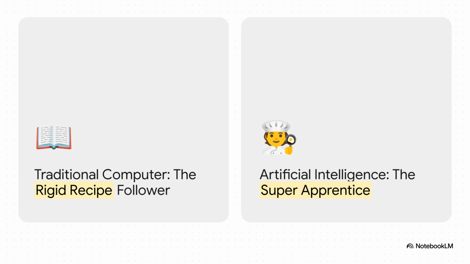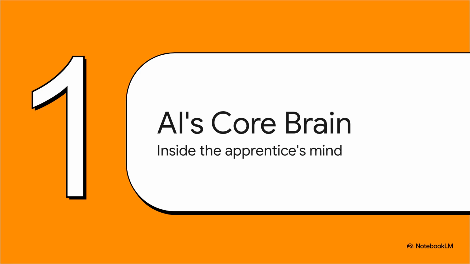But an AI, now that's a whole different story. It's more like a super apprentice. You don't give it a recipe. Instead, you have it taste like 100 different versions of the dish. It starts to get the vibe, the essence of what makes that dish great. It learns the patterns, and it can even improvise. And that right there, that's the game changer. One just follows strict rules. The other actually learns. So how in the world does this apprentice actually learn?